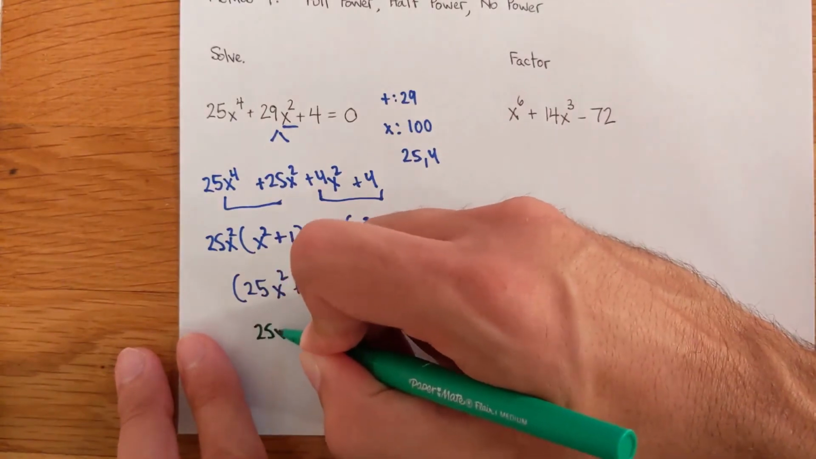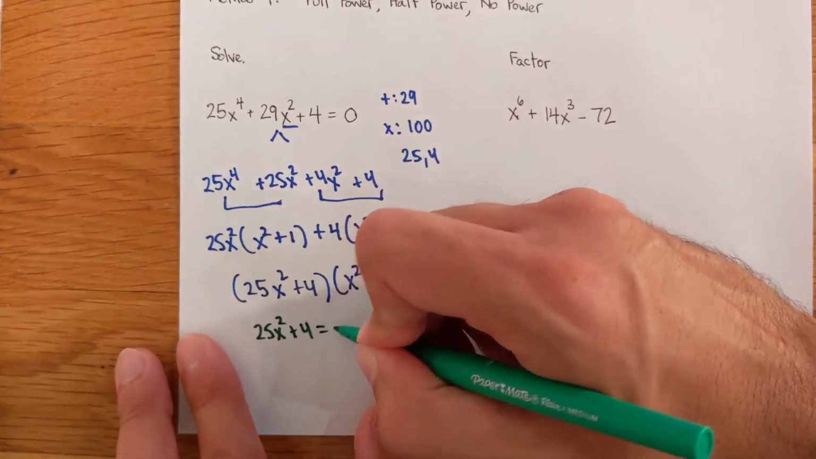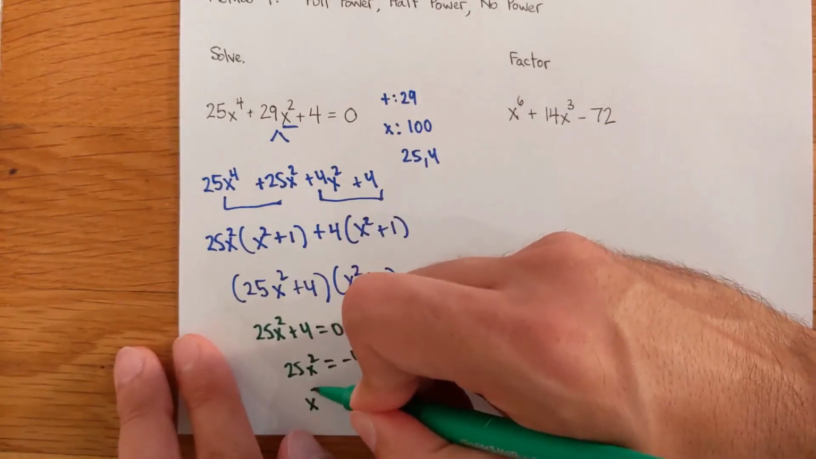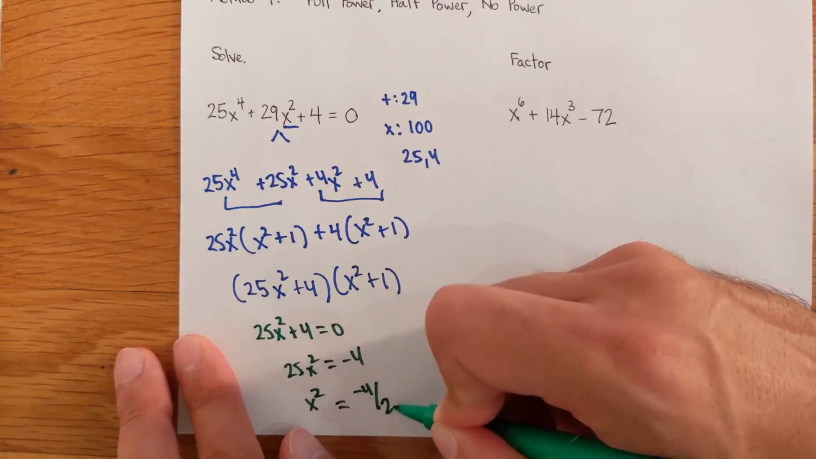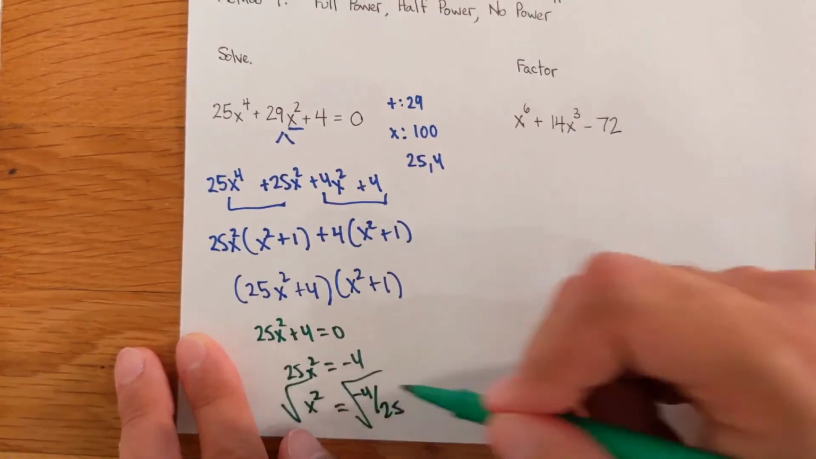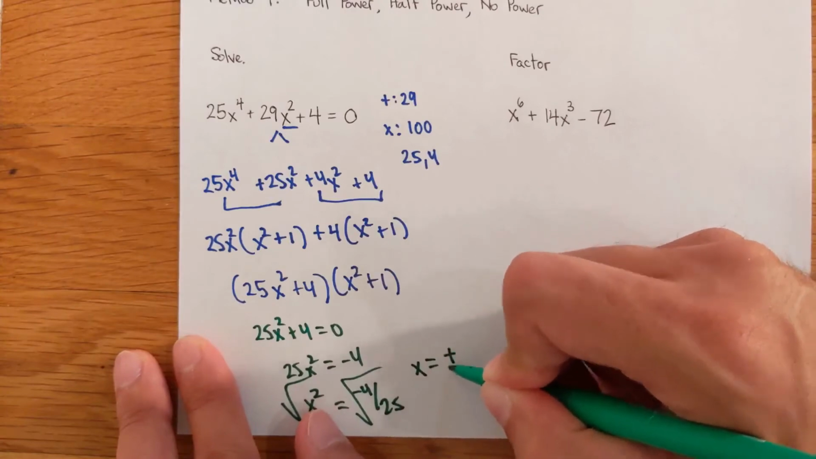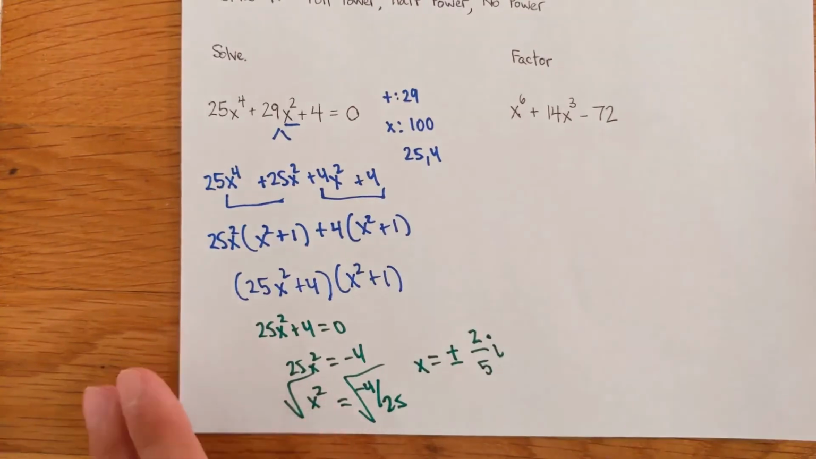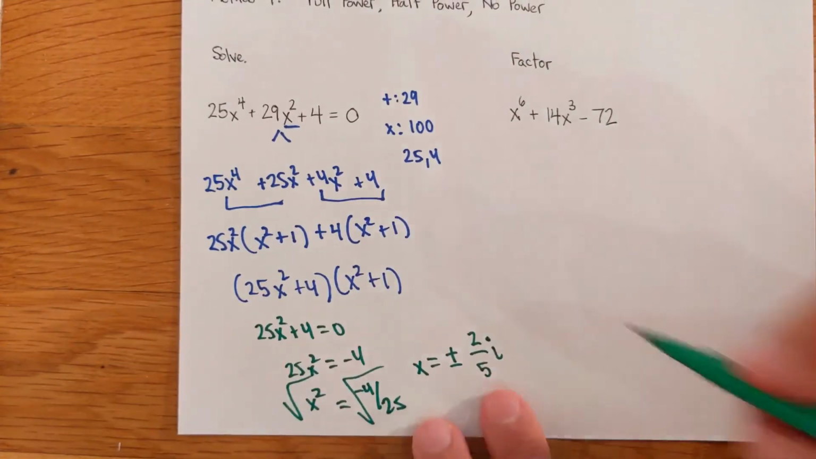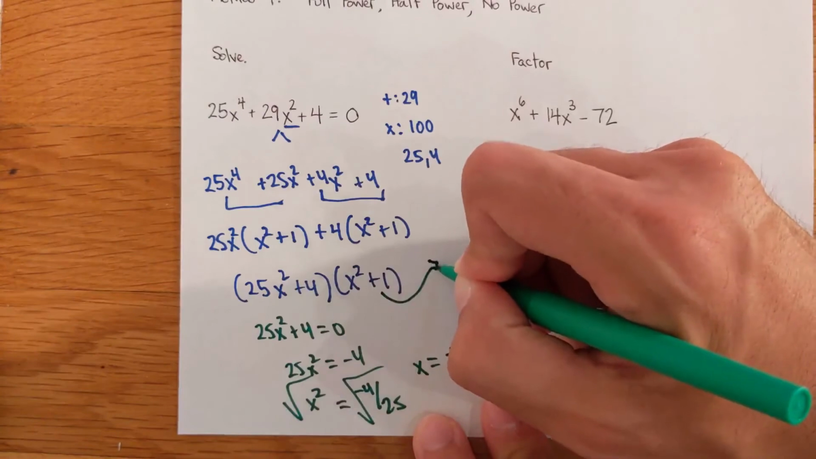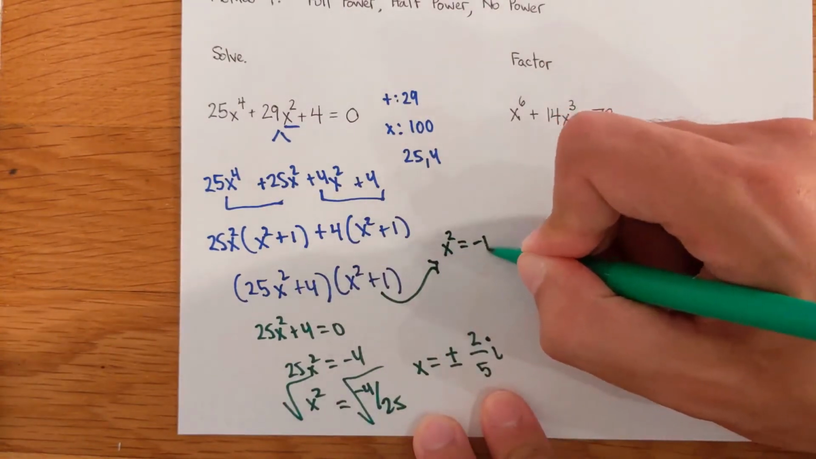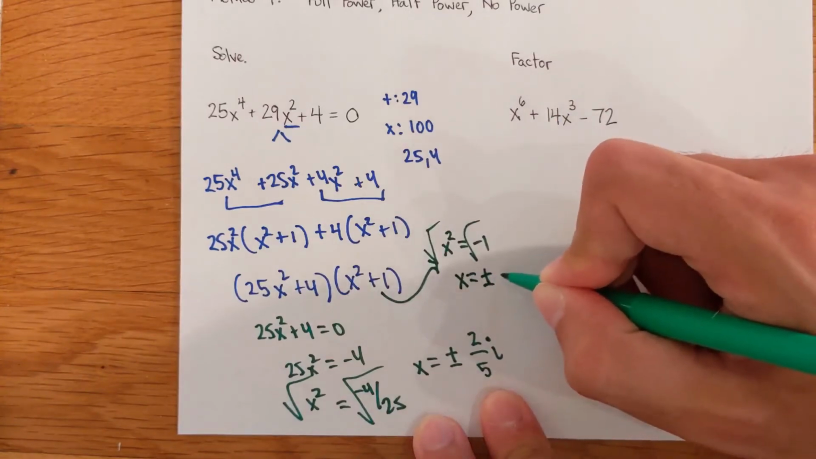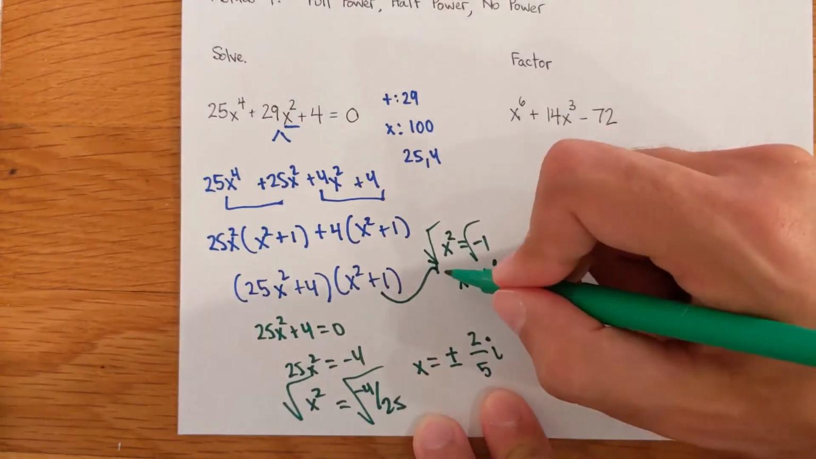So if I write down this first guy, 25x squared plus 4 equals 0, subtract 4, divide by 25. And then I'm going to take a square root on both sides. I get for this part, x equals plus or minus 2 over 5, and then i, because it's a negative. So that's 2 answers for me right there. Then I also have to solve this guy. Subtract the 1. Square root both sides. That's going to be just x equals plus or minus 1i, or just i.